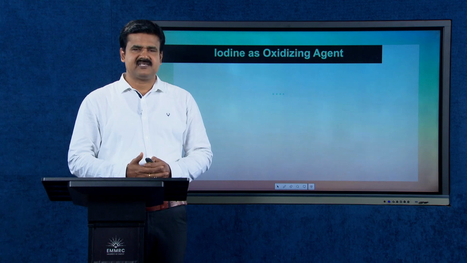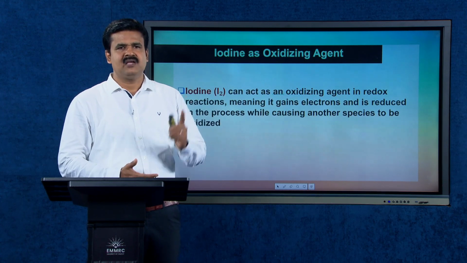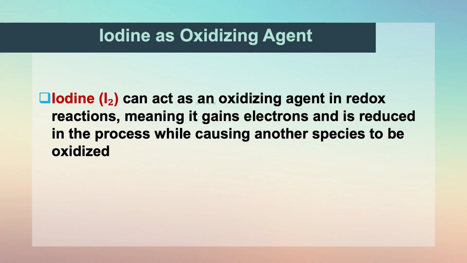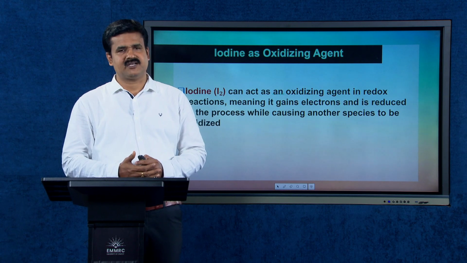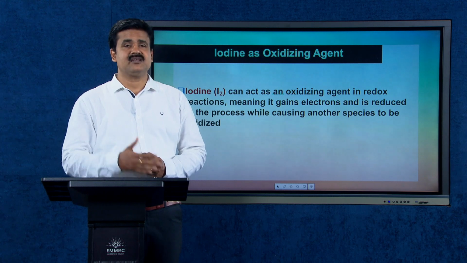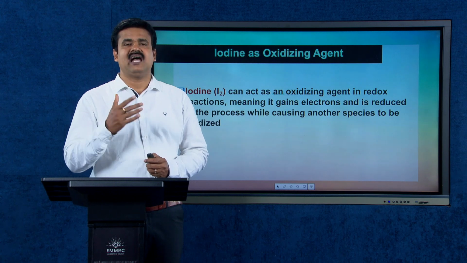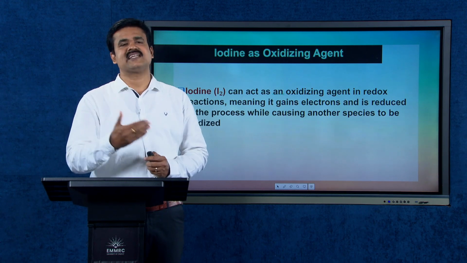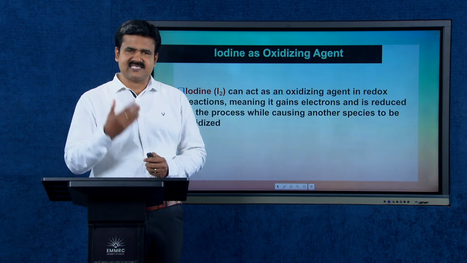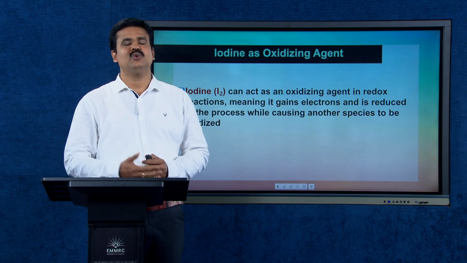Iodine can act as an oxidizing agent. Iodine, abbreviated as I2, can act as an oxidizing agent in redox reactions, meaning that it gains electrons and is reduced in the process while causing other species to be oxidized. You are familiar with a redox reaction. A redox reaction is a chemical reaction where oxidation and reduction occur simultaneously. Iodine acts as an oxidizing agent and undergoes reduction. At the same time, the other reagent will undergo oxidation.